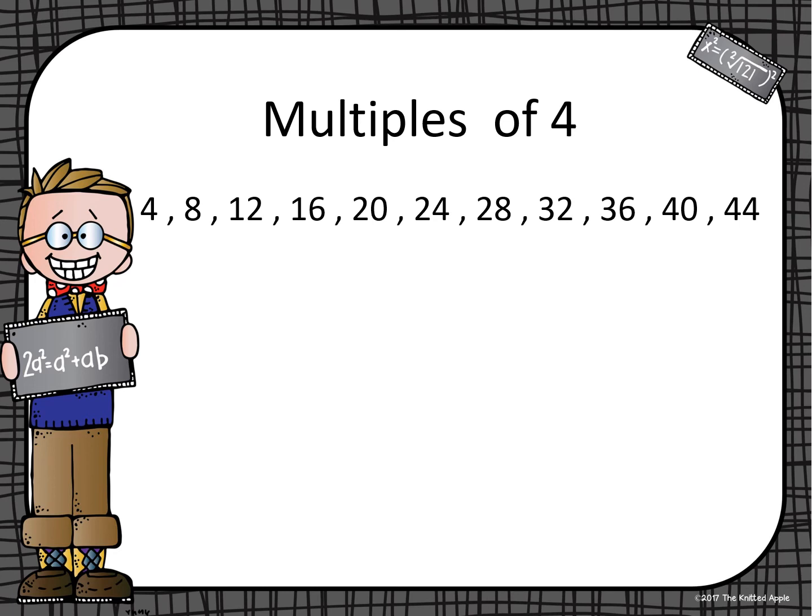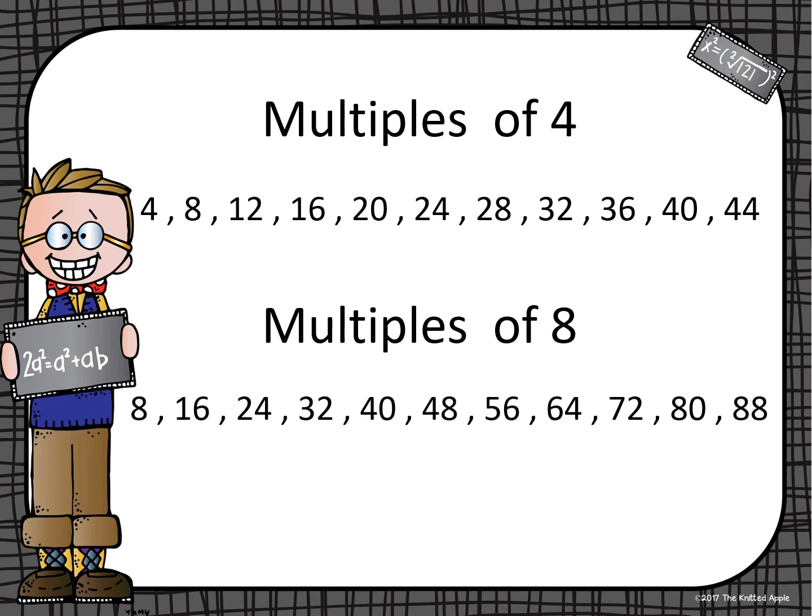Now within our multiples of 4, we also have multiples of 8. And if we double our multiples of 4, we would get multiples of 8. So multiples of 8, you'll notice here, we would have 8, 16, 24, 32, 40, and this would continue on until we could no longer count. So within your multiples of 4, you'll notice every second multiple is going to be a multiple of 8.